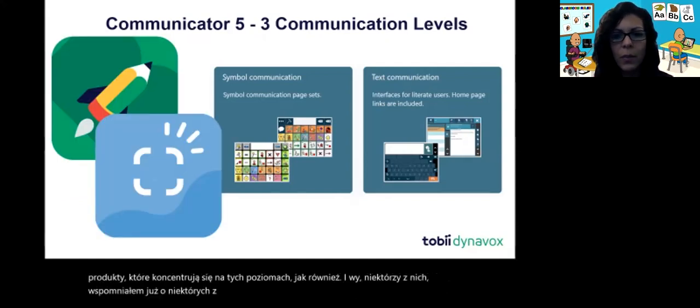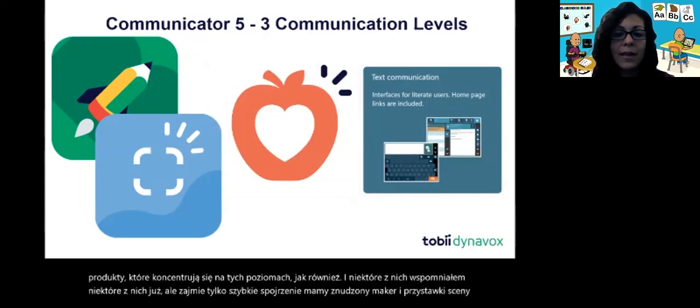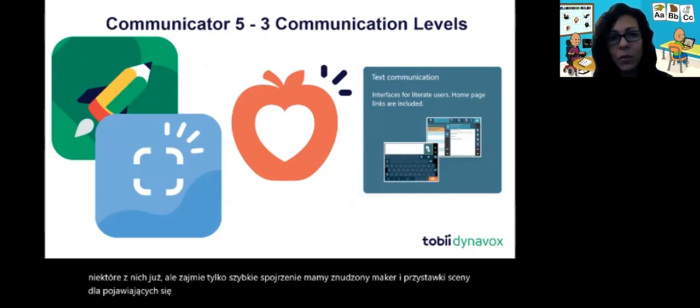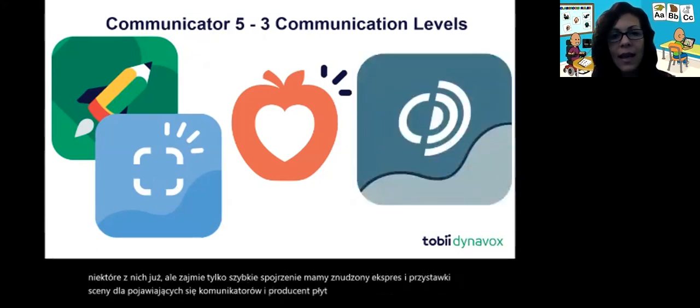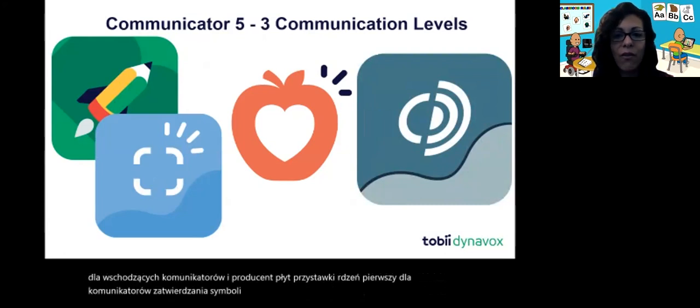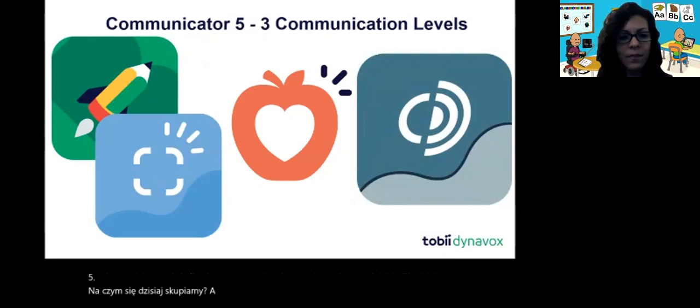We've got BoardMaker and Snapscene for emerging communicators, and BoardMaker and SnapCore First for symbol communicators. And in the text and literate space, we have Communicator 5, which is our focus today, and also a really great communication tool.